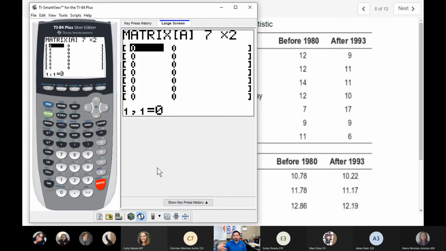We're then going to go through and just type in all the values in the same way they show up on this table. All right, we're going to have 12, 9, 12, 11, 14, 11, 12, 10, 7, 17, 9, 9, 11, and 6. All right, so we've put in our values for our observed counts.